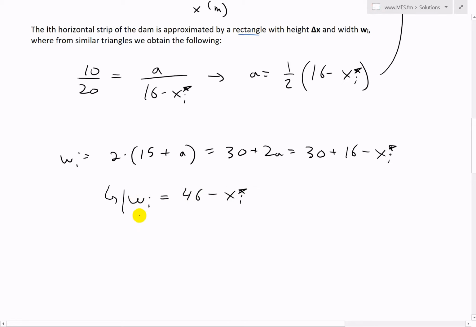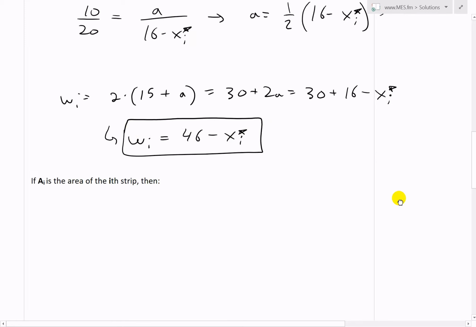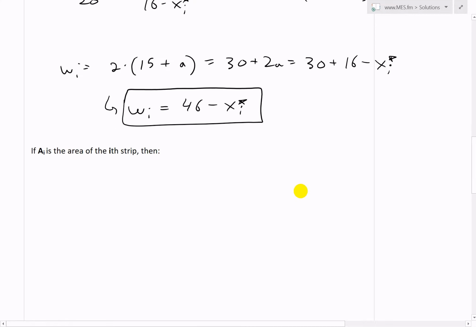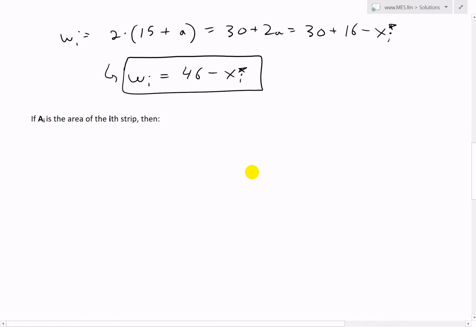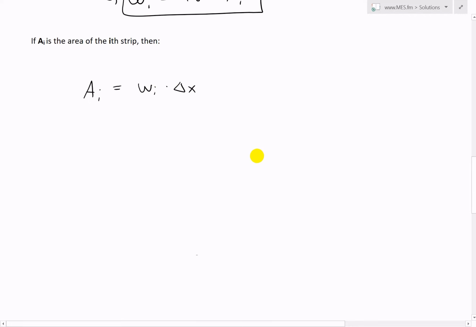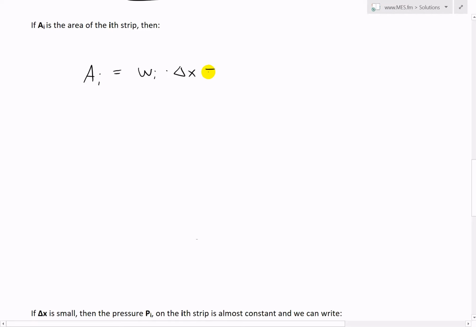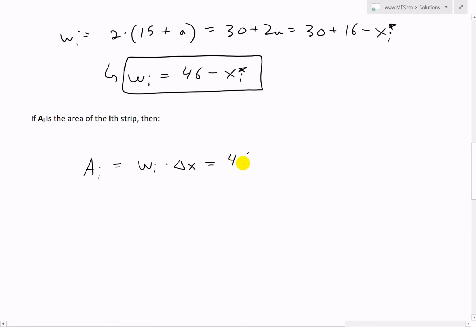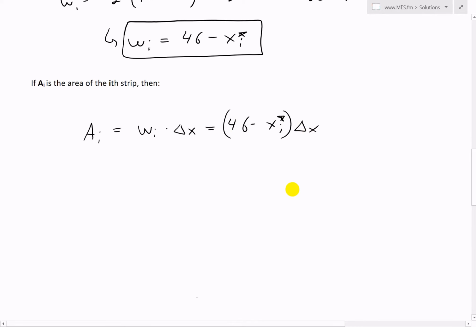I'll just circle this a bit better. And from here we can easily solve for the area Ai. If Ai is the area of the ith strip of that thin slice, well, the area is just going to be this width multiplied by the delta x, or the height of each of those subintervals right there. So wi is 46 minus xi star, times delta x. So that's what our area is.